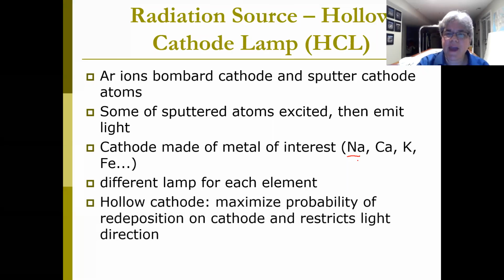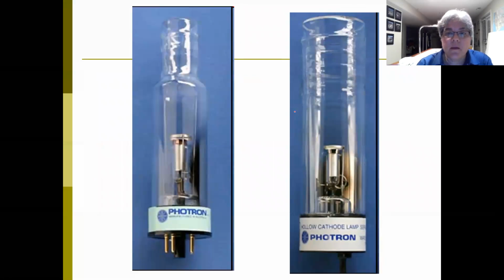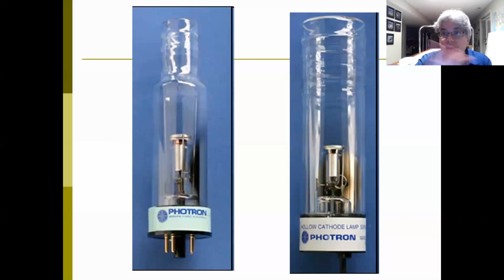That shape of the cathode is that way because it maximizes the probability that those atoms that are being sputtered will then deposit back on the cathode. And then it makes all the light come out in the right direction. So here's a picture of what a couple of HCL, hollow cathode lamps, look like. In both cases, the light will go out towards the end here and into your sample. Okay, that's the first kind of source.